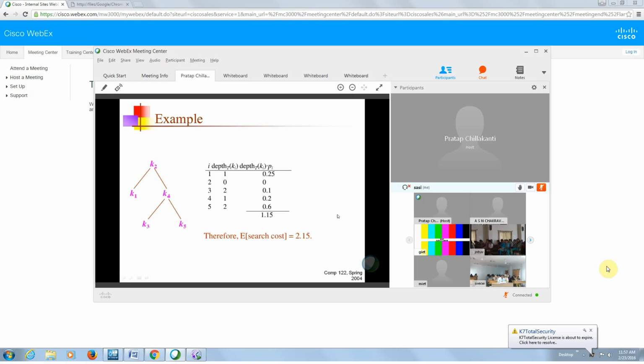So here is an example. It must be familiar to you, right? You can see he has given the depths and the probabilities, and the search cost is 2.15 for this. The reason you get 2.15 is that you add plus 1, remember? So 1.15 plus 1 is 2.15. That's how he came up with the number. Those are all the probabilities. The table is built and you come up with the search cost.